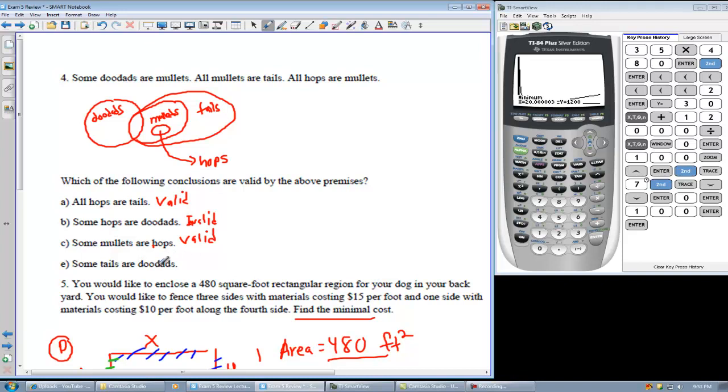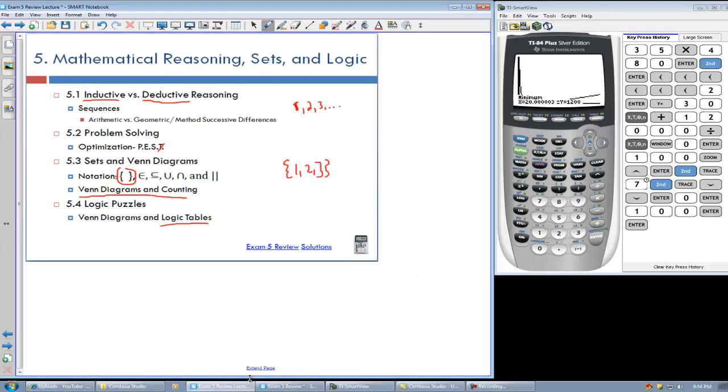And then some tails are doodads. Okay, some tails are doodads. And this is valid also because all the mullets are included in the tails, and some of the mullets are doodads, so some of the tails are also doodads. So this is valid. And you can see this from the picture. Right, the tails include this piece here, which are doodads. And that's it. All right, so that completes the review for exam 5.